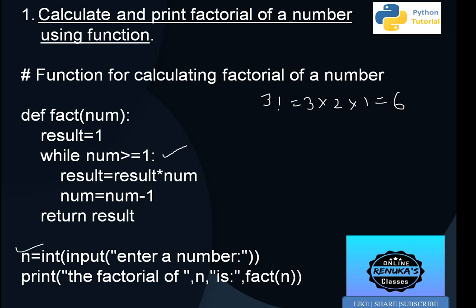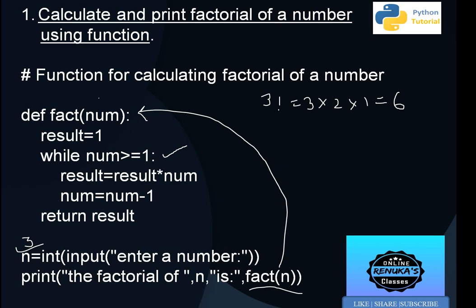It will take a number n from the user, after that is the print statement. The factorial of n means, suppose the number is 3, then the factorial of 3 is fact 3. It will call fact 3. Now fact is a user defined function, it is not an inbuilt function, and how this function will work is defined here. As we call, the control will move to the definition part with the value 3.